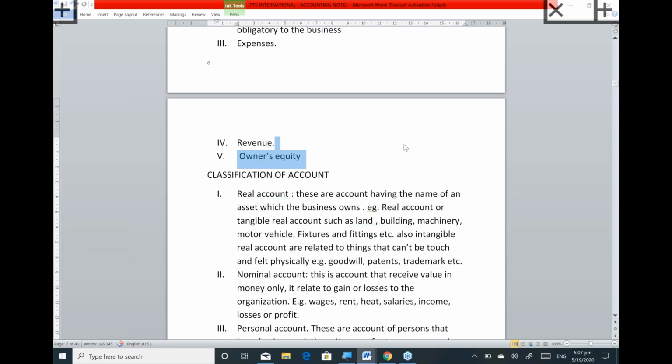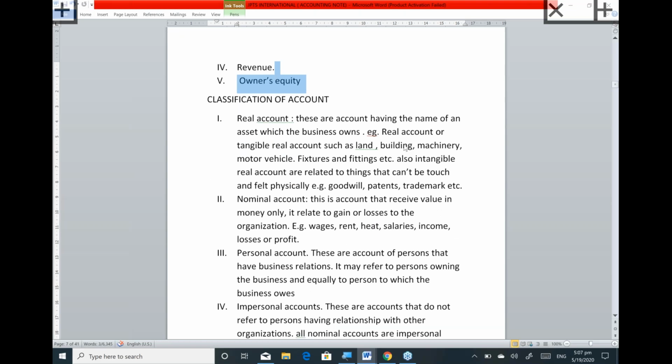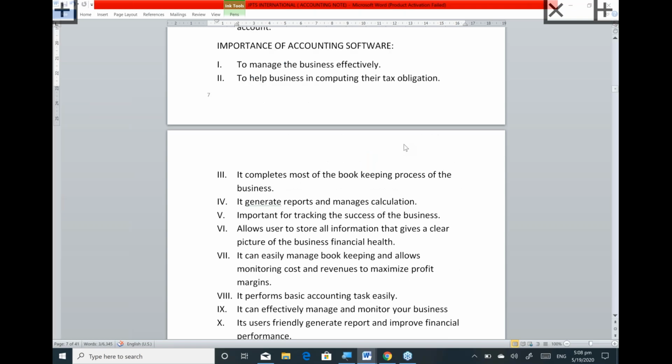Then we also look at real account classification. I think we've talked about all these: real account, personal accounting. The importance of accounting software: 1, to manage the business effectively. 2, to help business in completing the tax obligation. Then 3, to complete most of the bookkeeping process of the business. 4, it generates report and manages calculation.